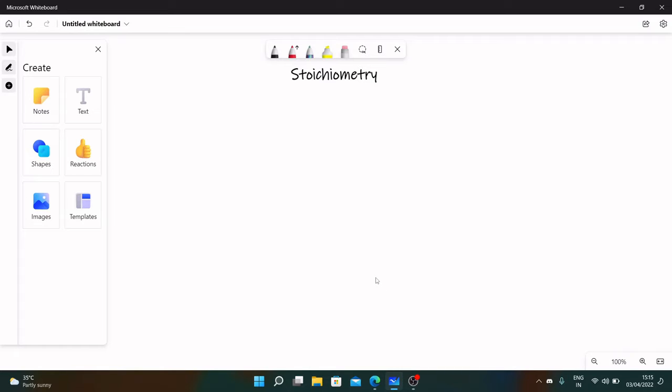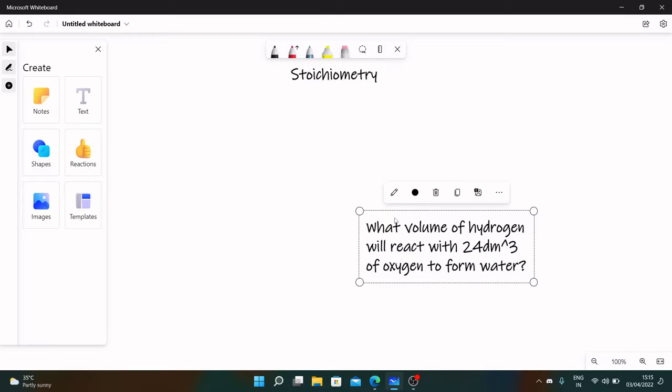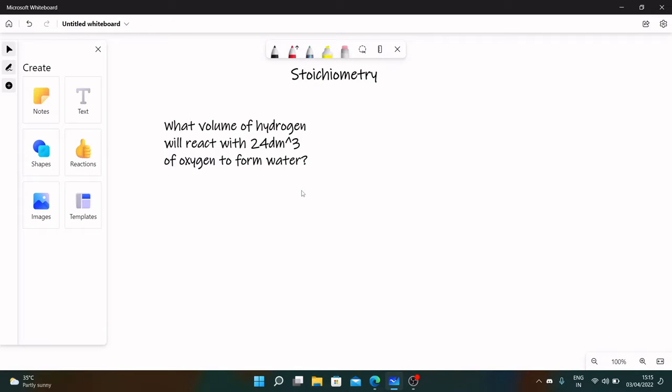In this video, we will learn how to calculate volume from equations. We will start with a question. What volume of hydrogen will react with 24 dm cube of oxygen to form water? The first step is always to create a balanced equation.